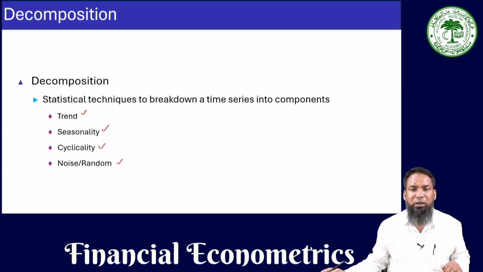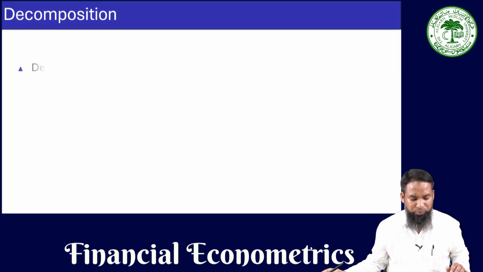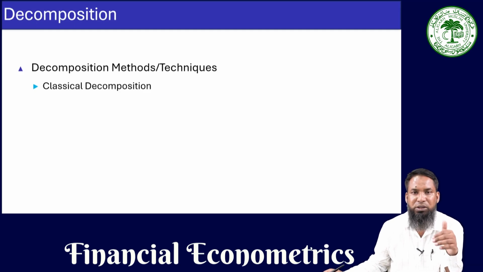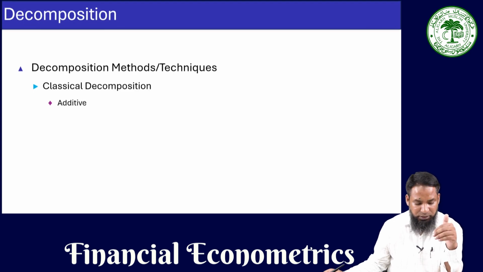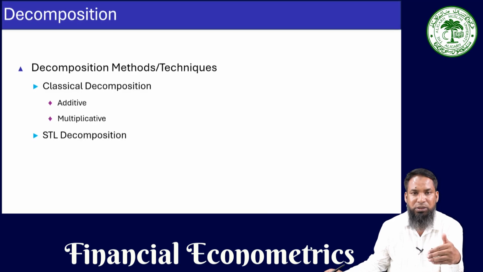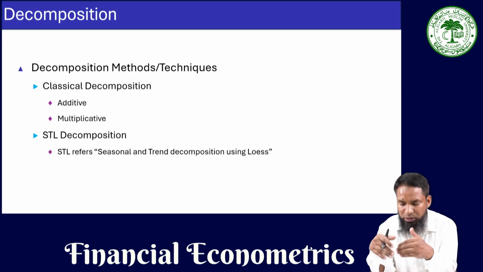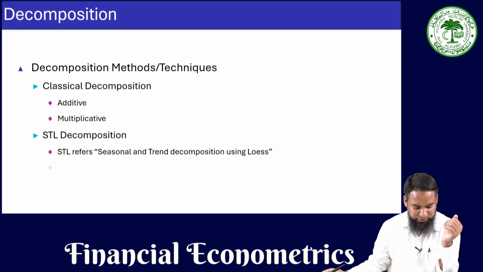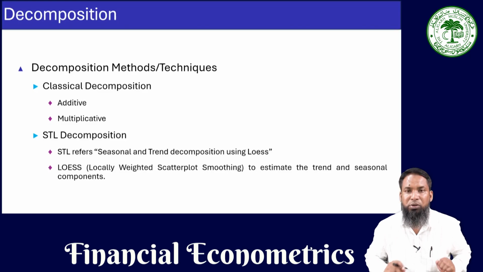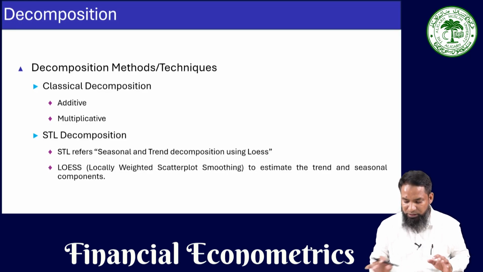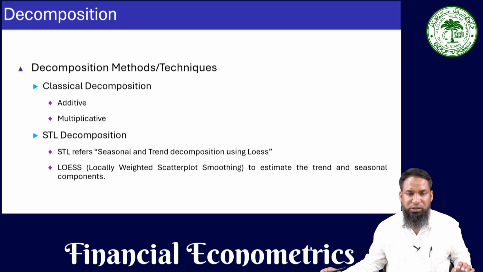There are different decomposition techniques we have. Broadly, we can say the classical decomposition, which originated in the early 1920s. Within the classical we have two approaches, the additive or the multiplicative. Then we have STL decomposition, where STL refers to seasonal and trend decomposition using LOESS, where LOESS is the locally weighted scatterplot smoothing method, used to estimate the trend and the seasonal components. So let us discuss one by one here.